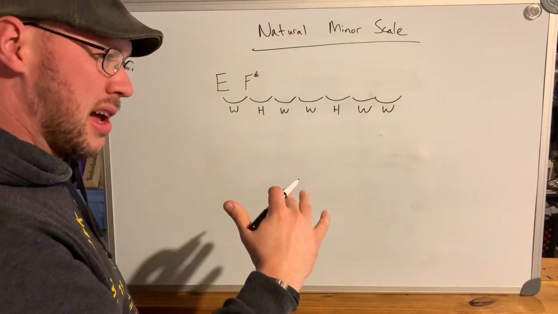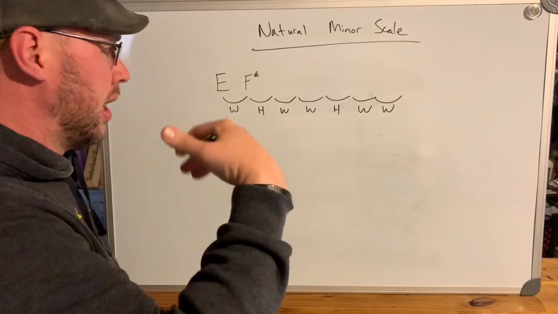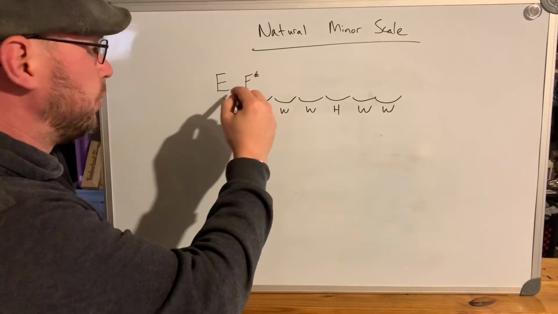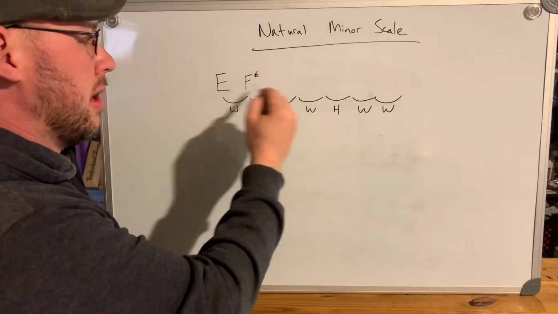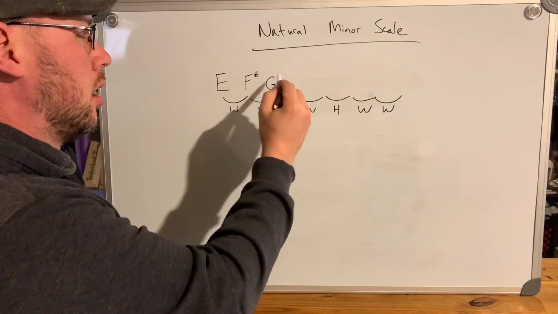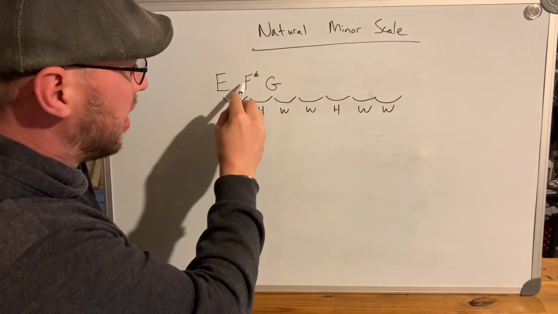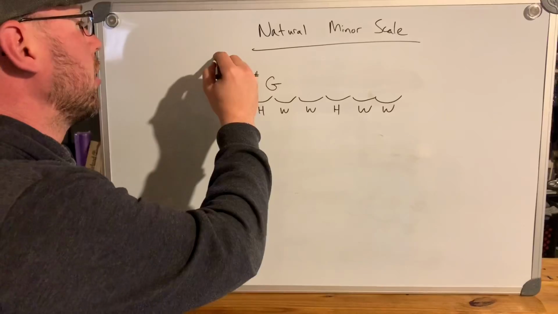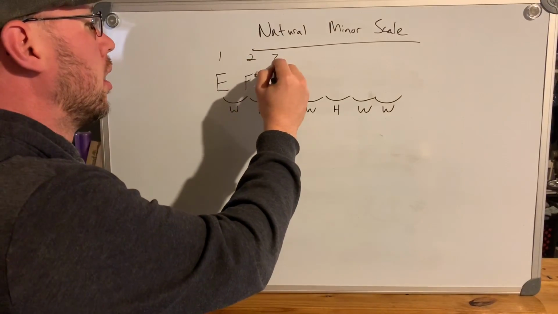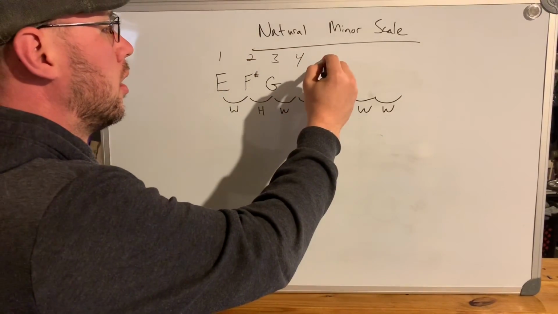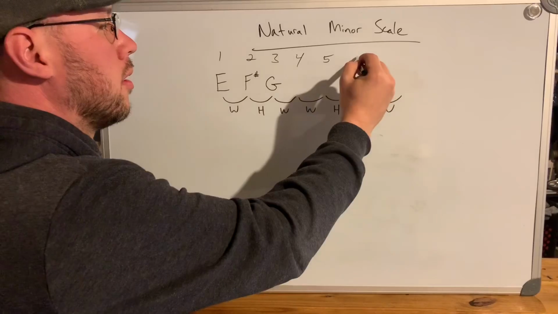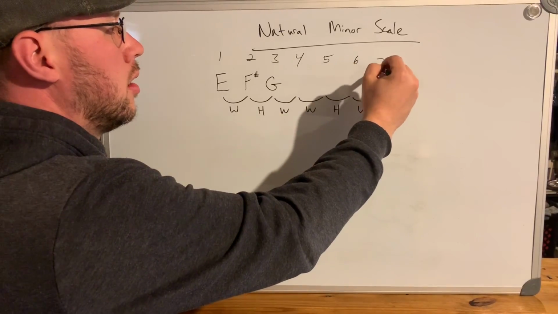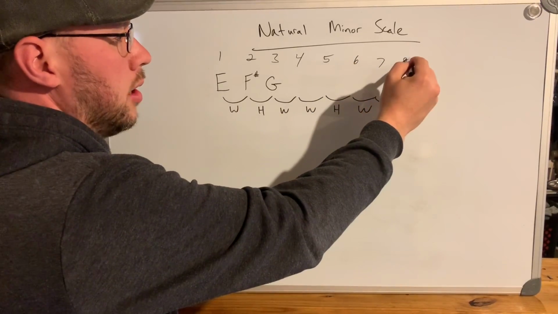So that third's brought down a half step. It's flattened. So on the E major, it would have been a G sharp. On the natural minor, it's only a half step from the F sharp, one fret up to the G. Let me number these here. The 8, which is the octave.